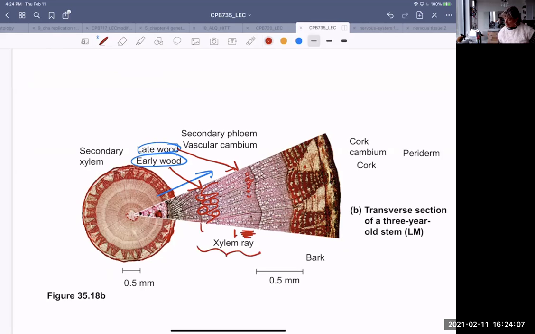Yeah, and here's the bark. There's the cork out here, and the cork cambium is running through there. This is the phloem. And this is all secondary xylem.